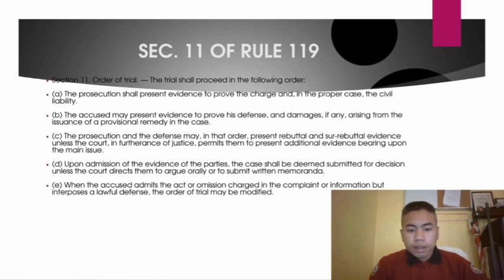So this section sets out the general procedure of the presentation of evidence and arguments in a criminal trial.